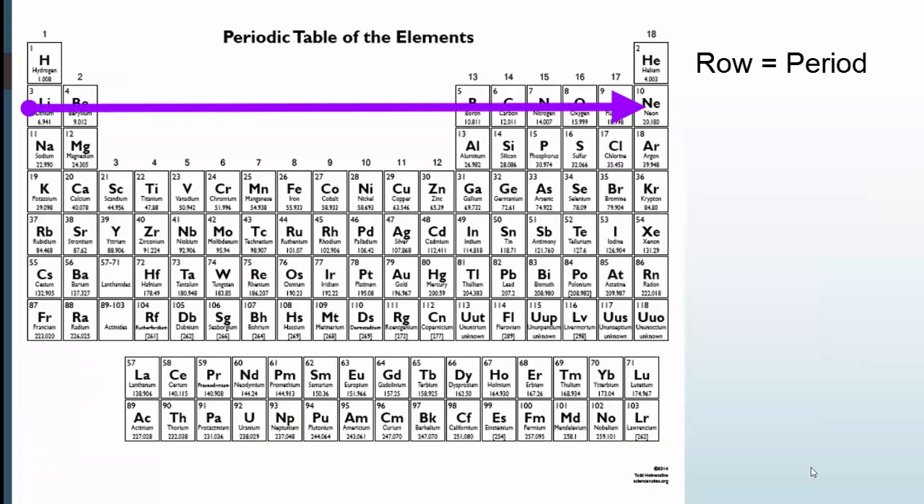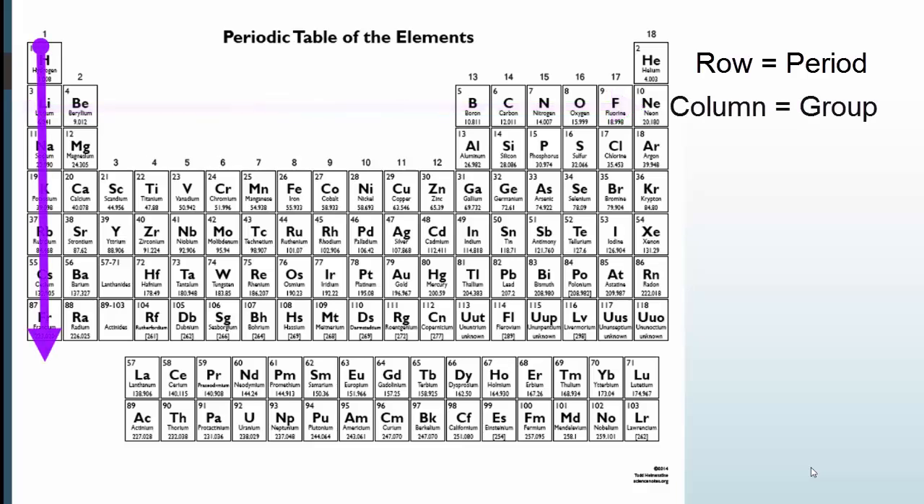Now, the rows are called periods. So each row is a period. And columns are called groups. All groups have similar chemistries. That's why they're called families sometimes, because they're similar. You'll find out in a later lecture why that occurs.